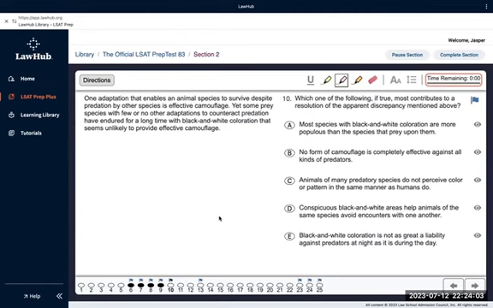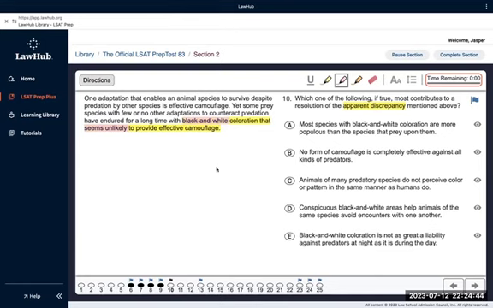Which one of the following, if true, most contributes to a resolution of the apparent discrepancy mentioned above? So let's figure out what that discrepancy is. One adaptation that enables an animal species to survive despite predation by other species is effective camouflage. Yet, some prey species with few or no adaptations to counteract predation have endured for a long time with black and white coloration that seems unlikely to provide effective camouflage. So that's the discrepancy, like that seems unlikely to provide effective camouflage.